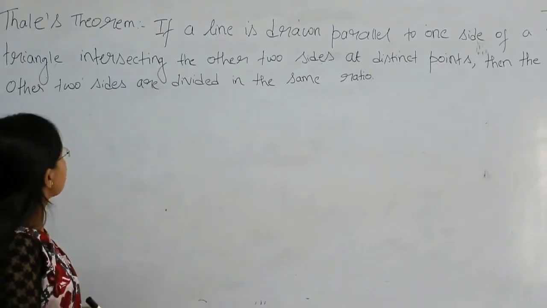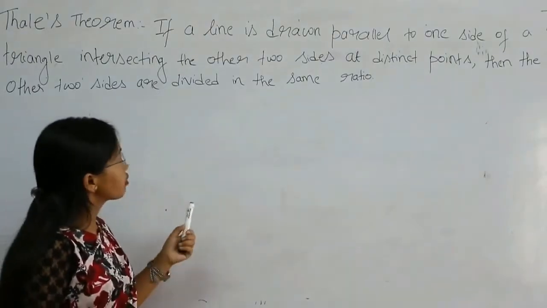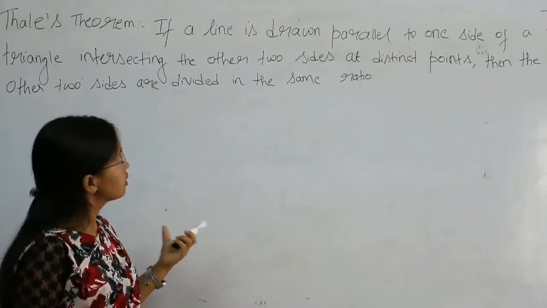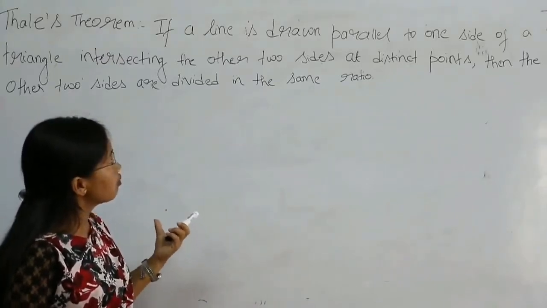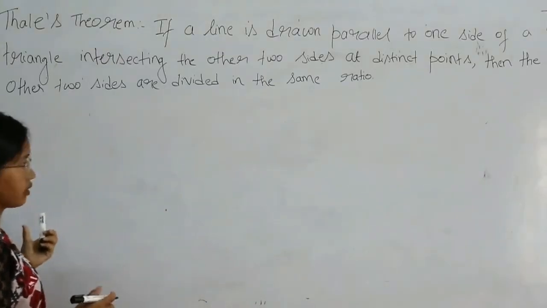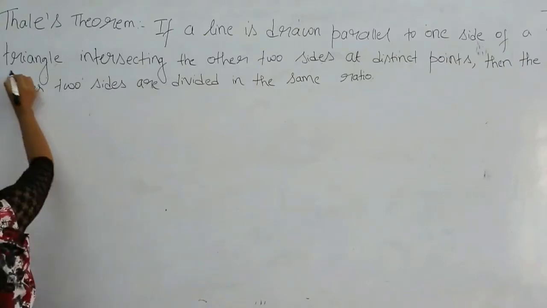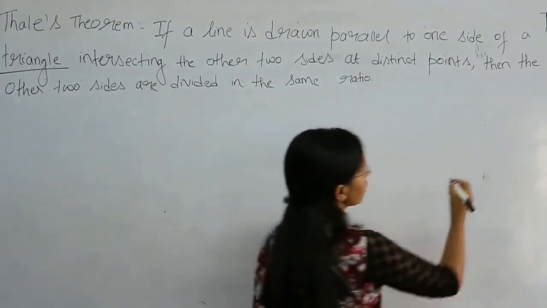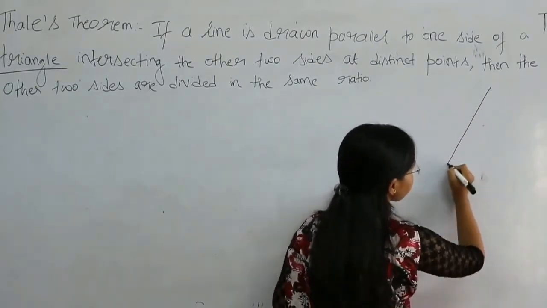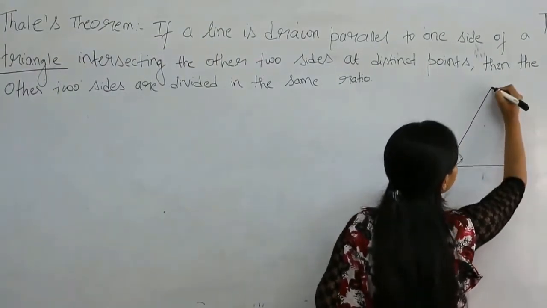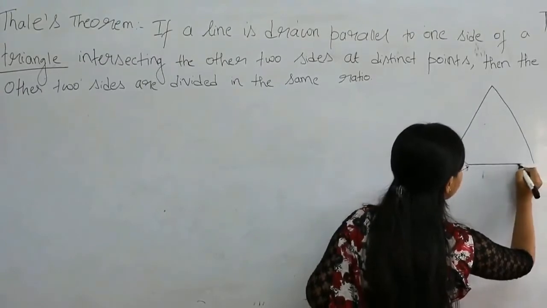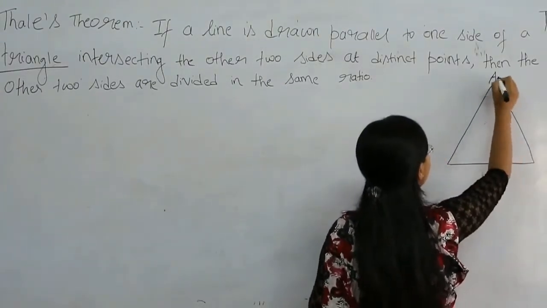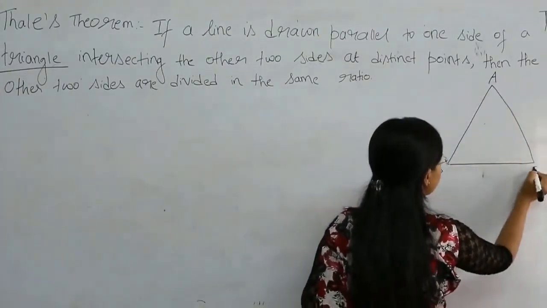So let us split from here what is given to us. We see if a line is drawn parallel to one side of a triangle. So it means we are given a triangle. First we must have a triangle. Let me draw a triangle here. So let us name this triangle as triangle ABC.